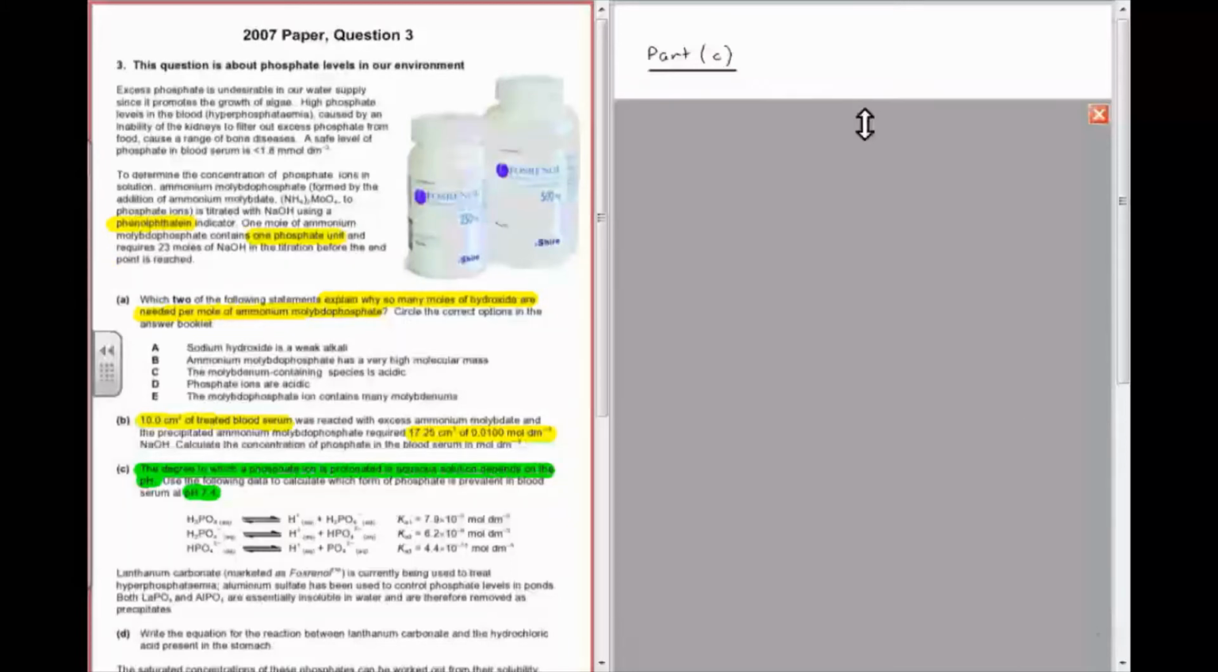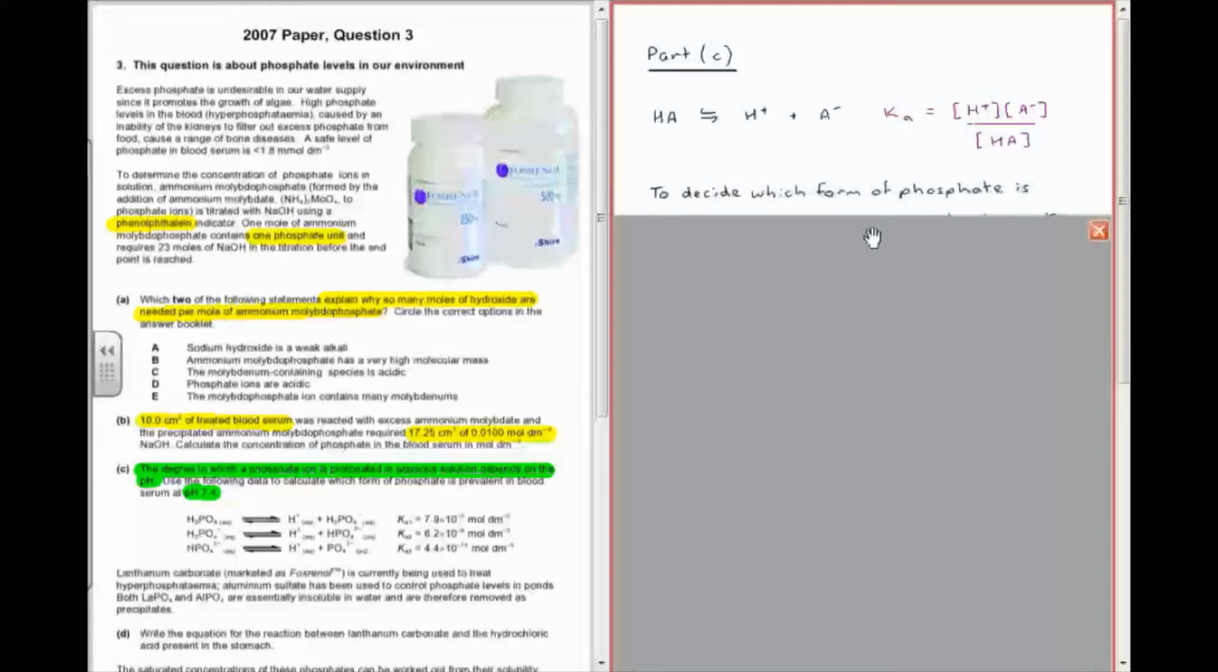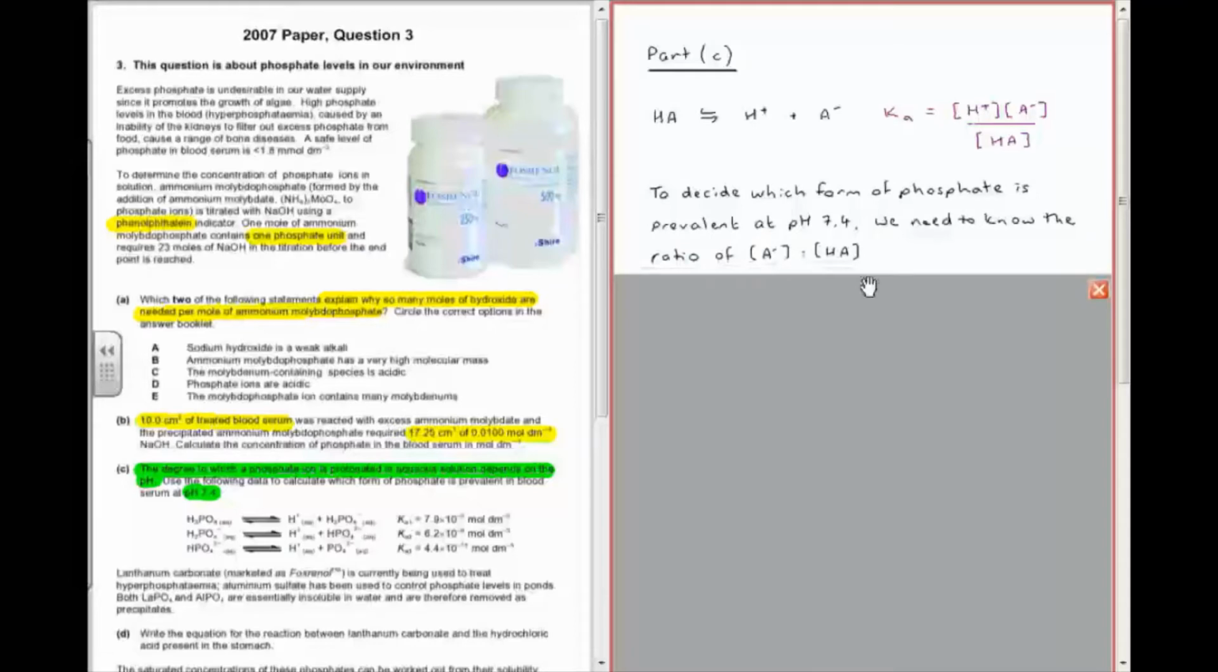If we start off by looking at the dissociation of a weak acid, HA, we can say that the acid dissociation constant is equal to the concentration of H plus times the concentration of A minus divided by the concentration of HA. In order to determine which form of phosphate is prevalent in blood serum, we need to determine the ratio of A minus to HA, or the deprotonated to protonated form, for each of the dissociation steps.